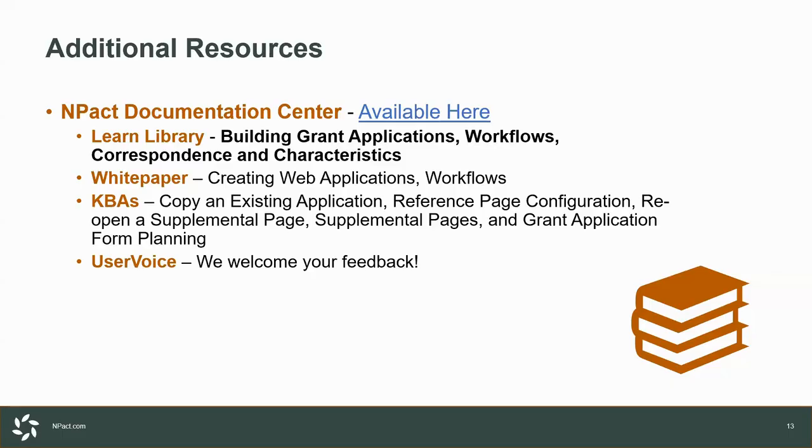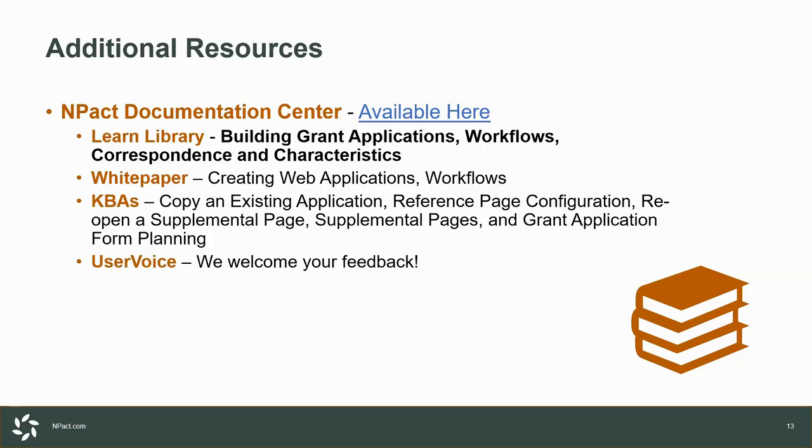I mentioned that if you want something to show as a drop-down list in your application, you would set that up as characteristics. So that one's good if you need a refresher on how to do that. We have a couple of white papers, creating web applications and workflows. And sometime in early 2024, we are planning a white paper for scoring of web applications. For knowledge base articles, we have copy an existing application, reference page configuration, reopen a supplemental page, supplemental pages, and here's the brand new one, the grant application form planning.